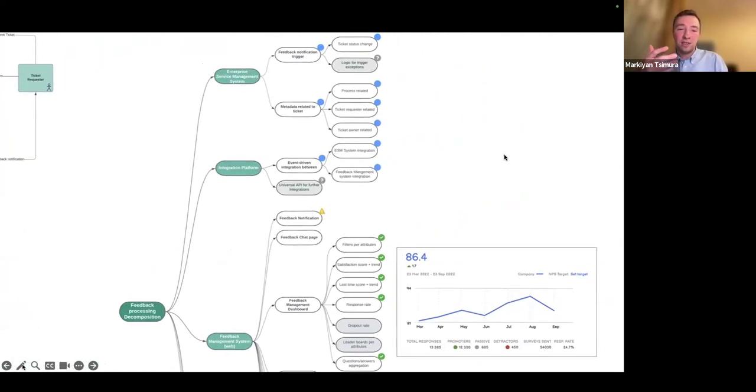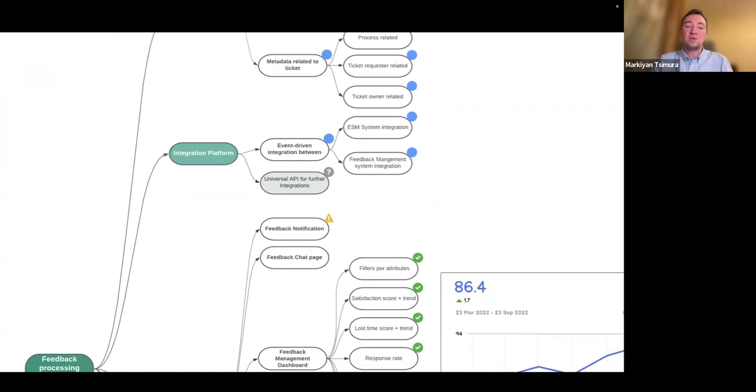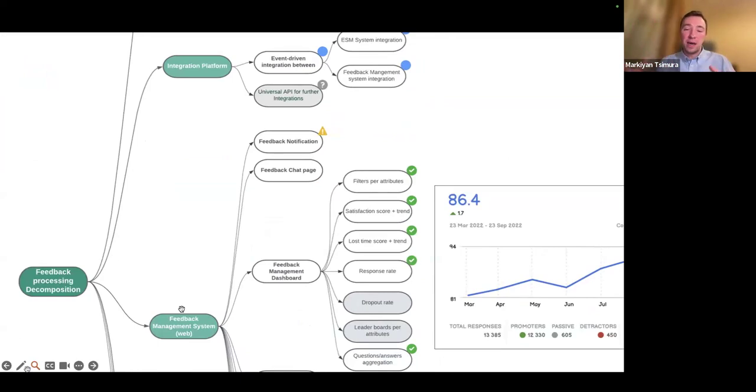And when we understood it, we switched to components. We understood that there is a lot of work to do with this enterprise service management system that basically processes those tickets that require the feedback. We understand that we have to do a lot of work in the integration platform. We understand that we have to do a lot of work in this feedback management system with the feedback notification, chat page, and how we are going to work with the dashboard with the feedback. And this visual language with all those items you see: those green items we have completed, and those attention marks required a lot of attention, and I'll explain a bit later. There were risks with this feedback notification due to email monitoring.